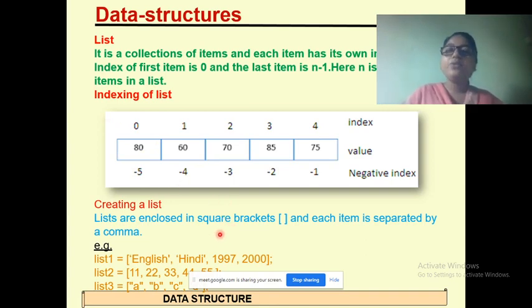Whenever you want to store elements in a list, they are enclosed in square brackets. Consider this example of list1, where the elements are stored like this: English, Hindi, 1997 and 2000. These are the values or elements that you want to store in the list, and they are enclosed in square brackets. So lists are enclosed in square brackets and each item is separated by a comma. This is how you create a list.